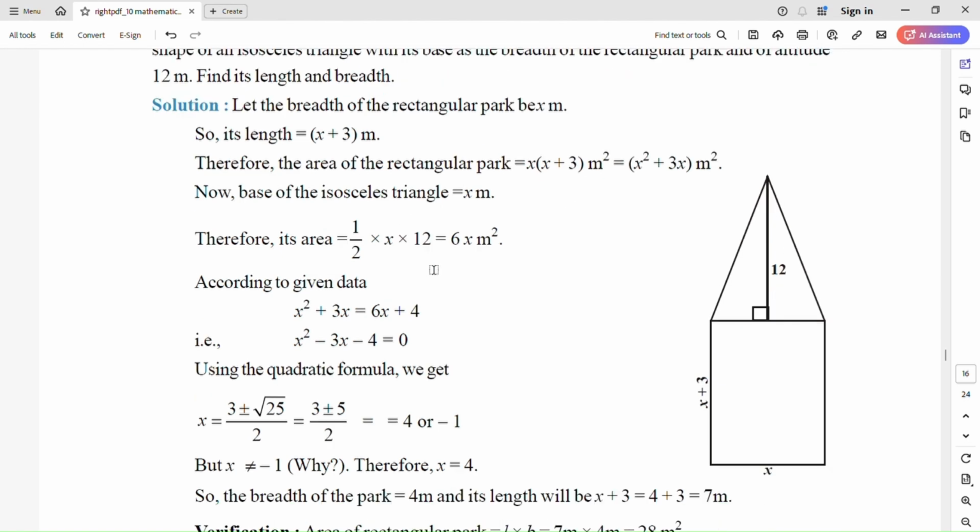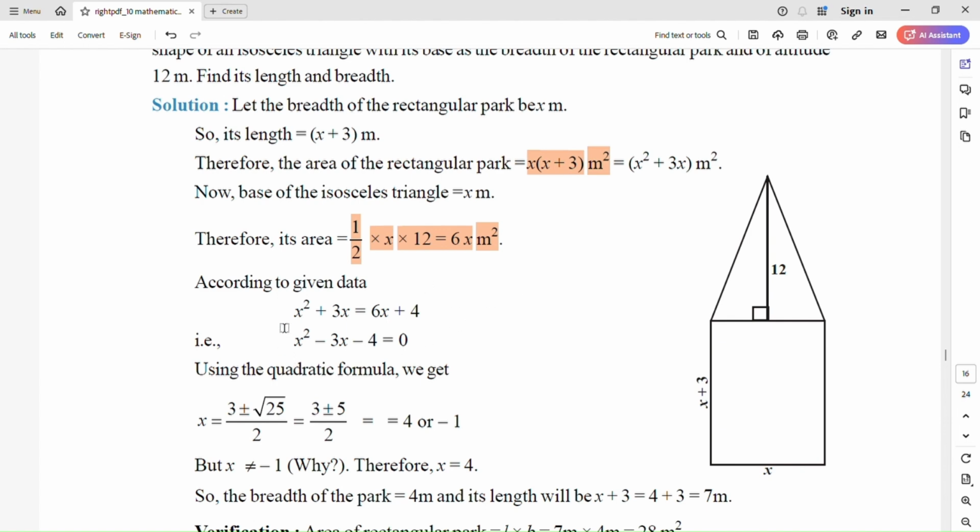Now we know that the area of a rectangular shape is length into breadth, that is x into x plus 3, in meter square. So x square plus 3x meter square. Now the base of the isosceles triangle is x meters and altitude is 12, right? So the area of the triangle is half into x into 12, that is 6x meter square.